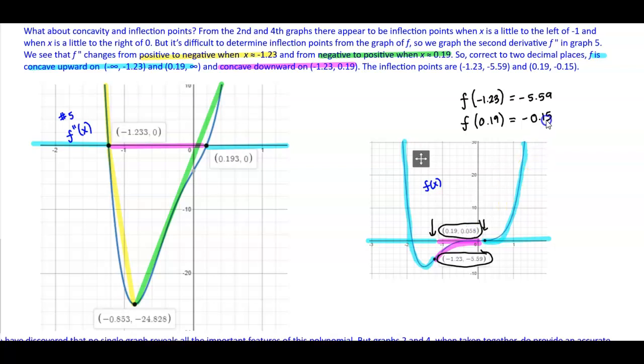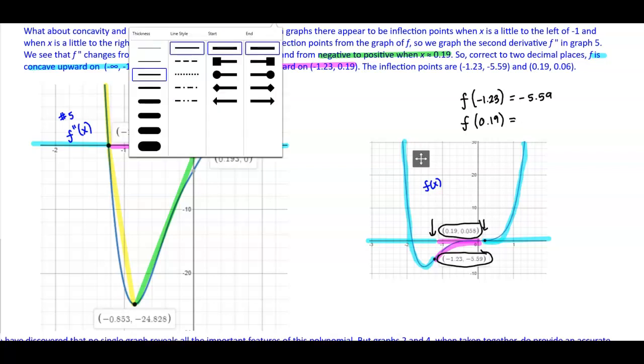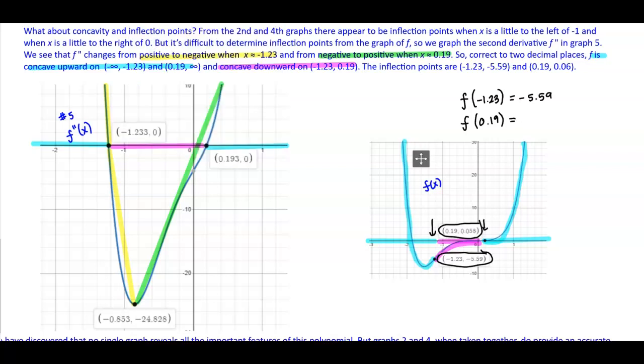And so therefore we can see that that's going to give us our inflection points. Let me correct this here. That should be negative 0.06, which means that the output for this inflection point is 0.06.